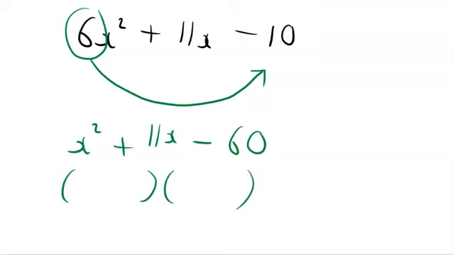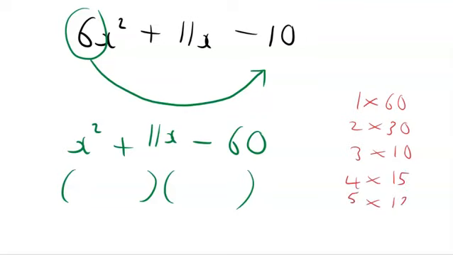And for 60, what we have is 1 times 60, 2 times 30, 3 times 10, 4 times 15, 5 times 12, 6 times 10. What I want is a difference of 11. Well, that will be this one here, 4 and 15, which means I'm going to have x plus 15 and x minus 4.